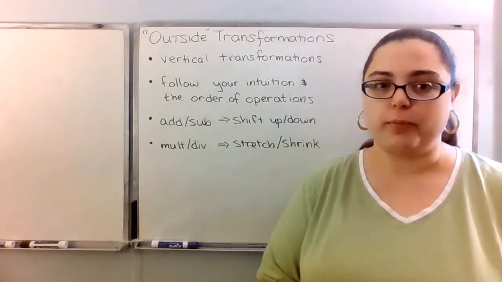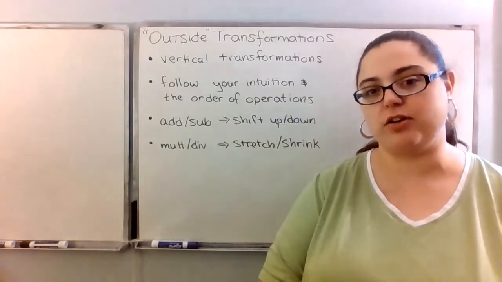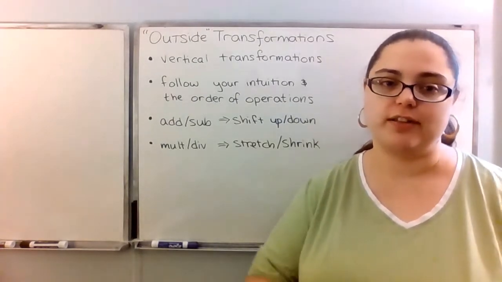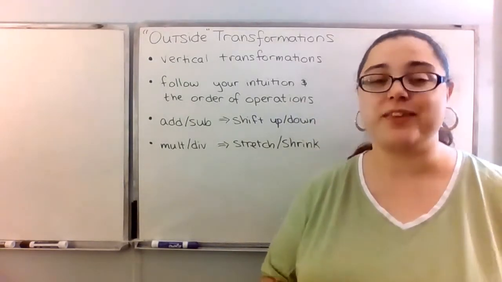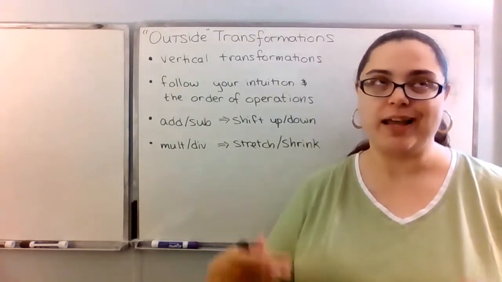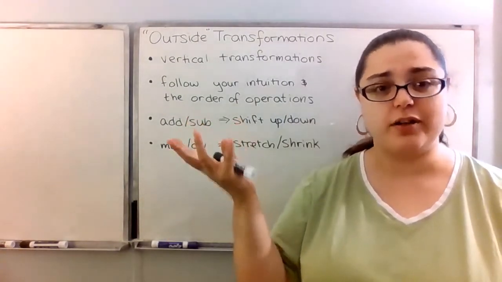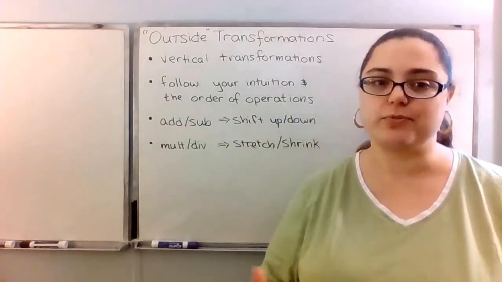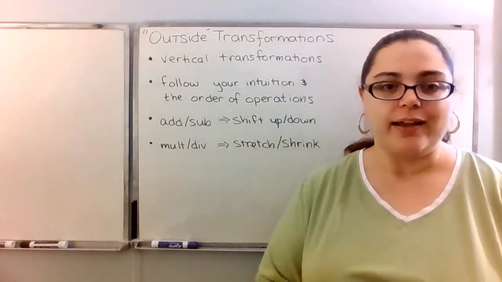Now, whenever you're performing a transformation, if you add or subtract a value, that's going to result in a shift. And if you multiply or divide by a number, that's going to result in either stretching or shrinking. So if we follow our intuition, if you add a value to a function, adding is positive, and we usually associate up with positive. So if you add a number, that's going to result in a vertical shift. And if you subtract a number, that's going to result in a downward shift.